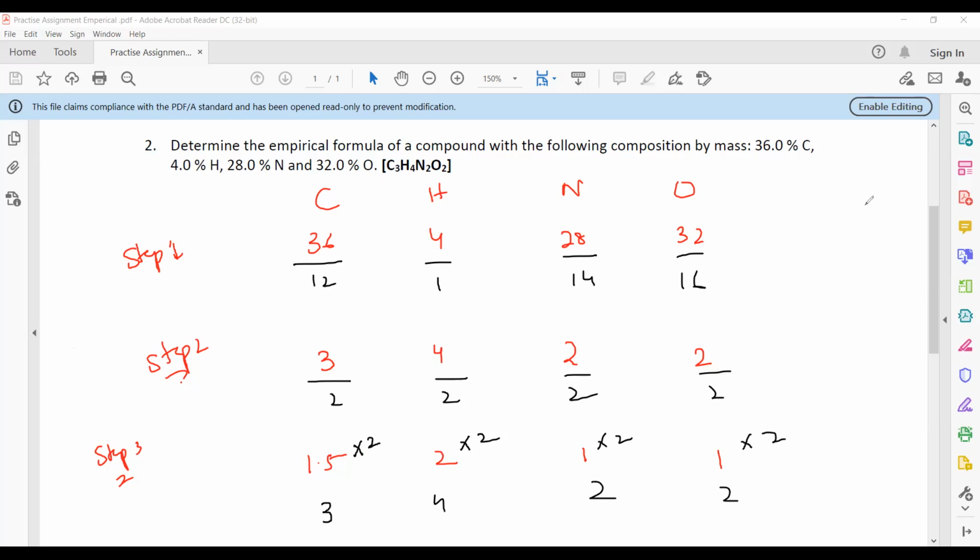So the empirical formula of this compound contains 3 carbon, 4 hydrogen, 2 nitrogen, and 2 oxygen in the simplest ratio. The answers are given in the question and this exercise, but how to work out the answer, that is important. Is this question clear?